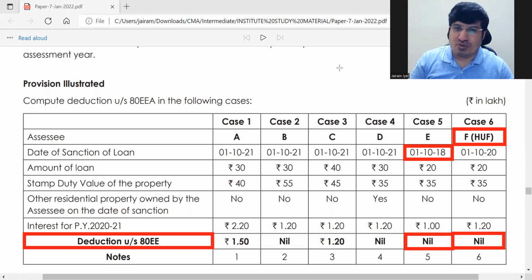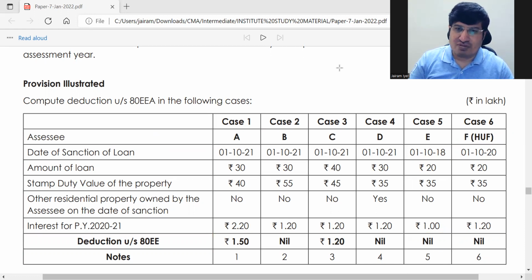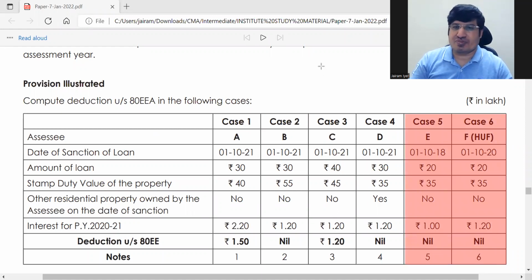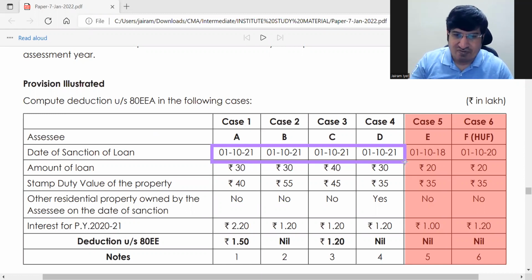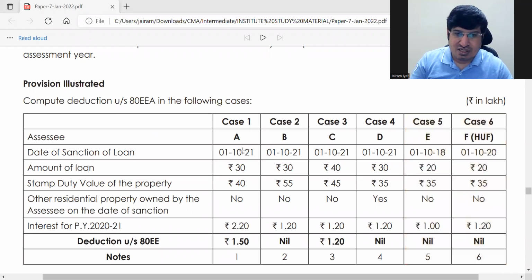So what we can do, like we did previously, we can just blur this. Now we are going to see the others. Here see date of sanction of loan, everything is fine. 110/21 is within the range we require. Fine.